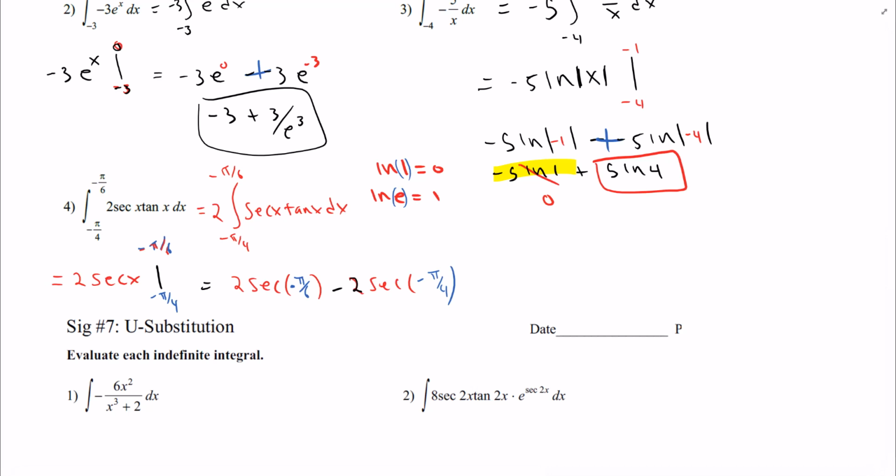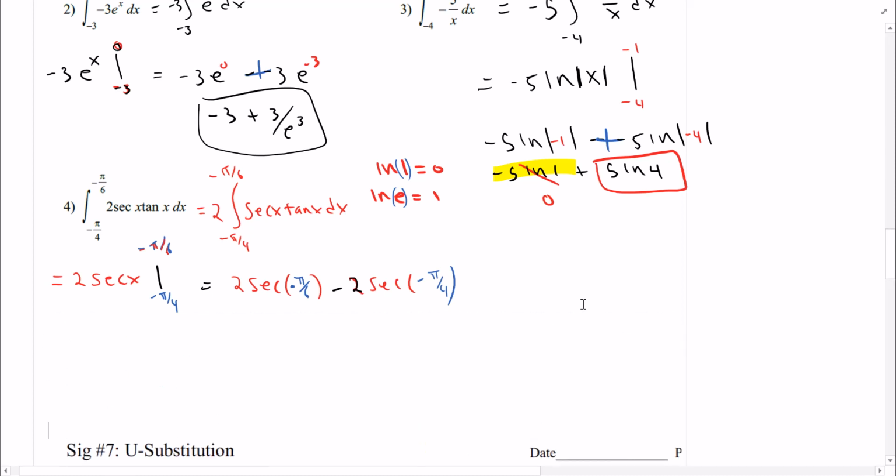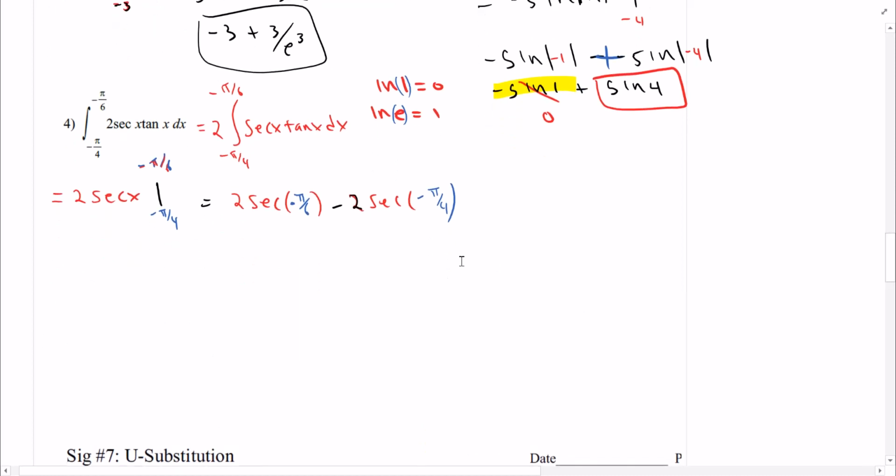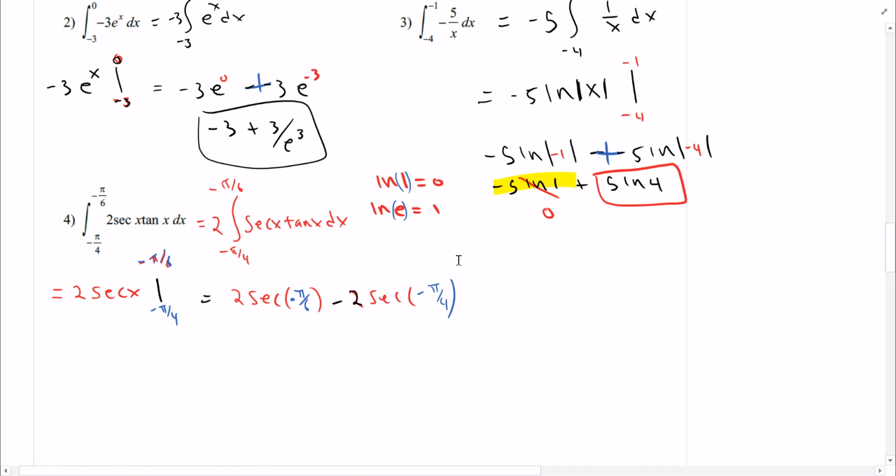So what do you know about secant? That's the question I'm going to ask you if you're struggling with this. Well, let's do some side work. Secant x is the same thing as 1 over cosine x. So basically, secant of -π/6 is the same as 1 over cosine of -π/6. And so we need to know what's cosine of -π/6.